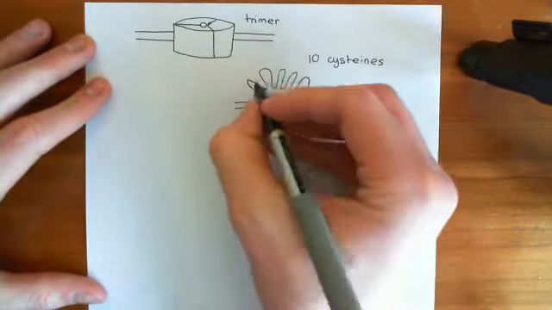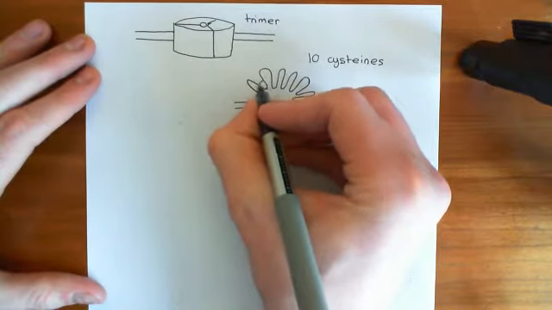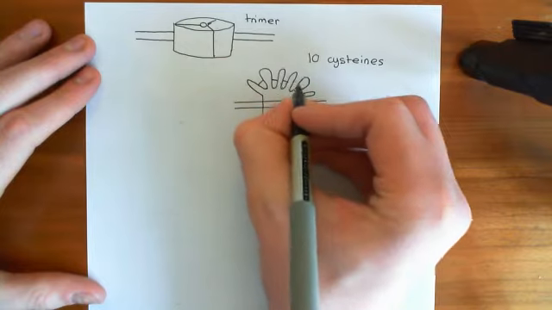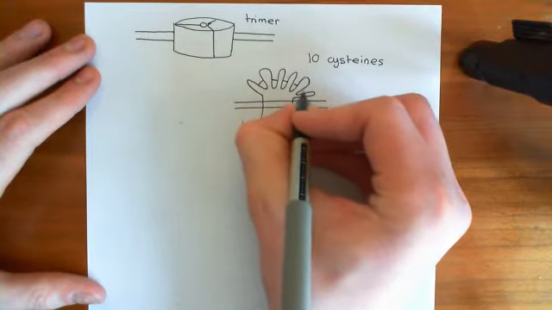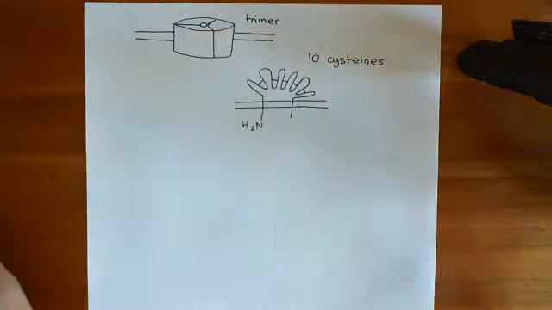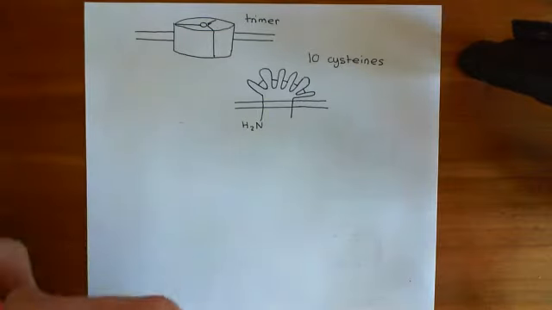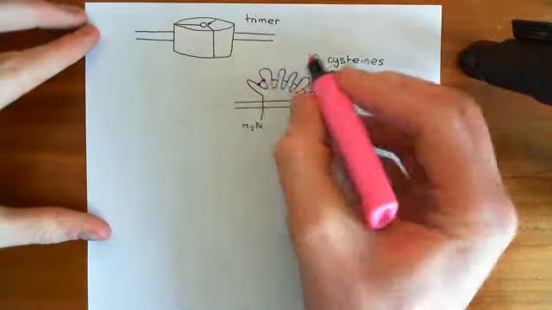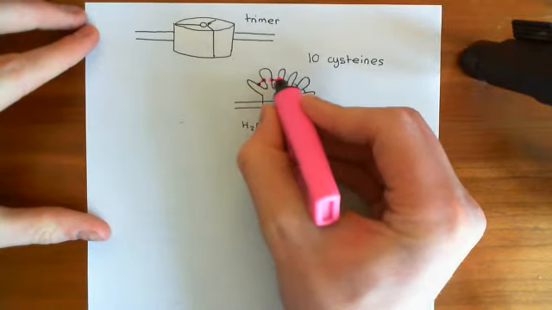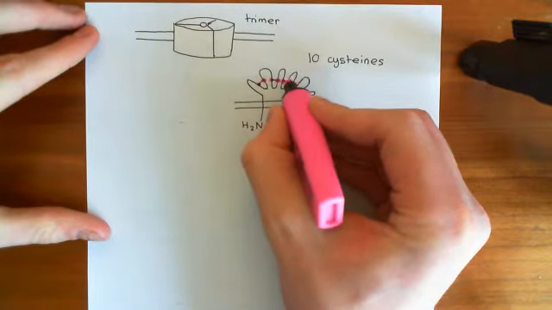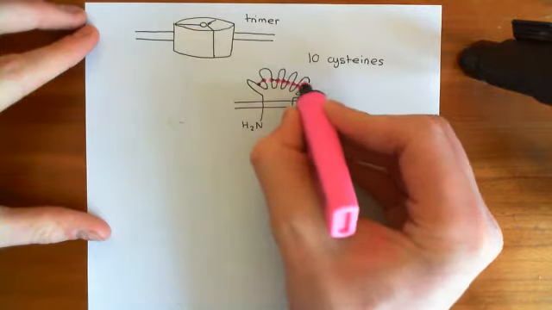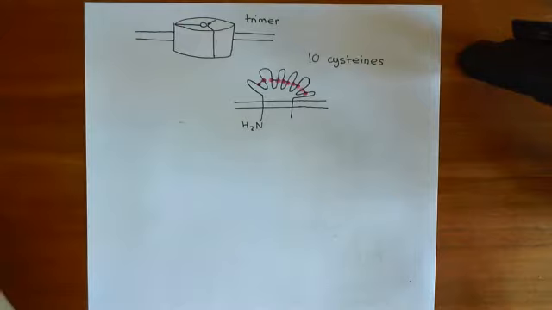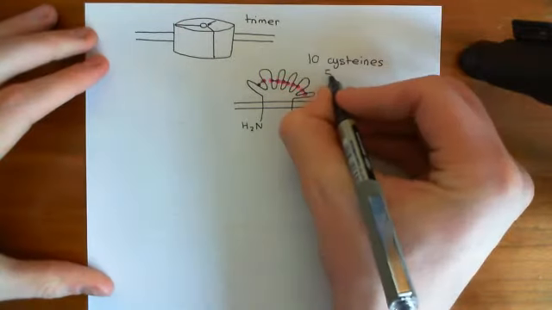Never mind. The idea is that this would be a cis loop here, this would be a cis loop here, this would be a cis loop here, this would be a cis loop here, and this would be a cis loop here. So the 10 conserved cysteines would be at this position here, this position here, and so on, up to this last one here. So those are the 10 cysteines, and they've made 5 cis loops.